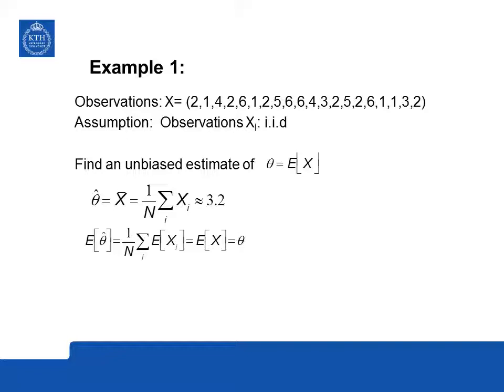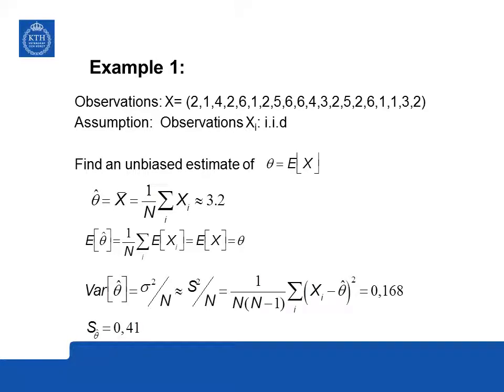And what about the variance performance? It's easy to calculate. It's simply the variance of x divided by n. That we know from the fact that the arithmetic mean has a variance that drops as 1 over n. And since we don't know the variance, we use the sample standard deviation s instead to compute it. The s squared divided by n will be our estimate of the variance of theta hat, and this will give us approximately 0.168, or if we take the square root, the sample standard deviation of theta hat is around 0.41.